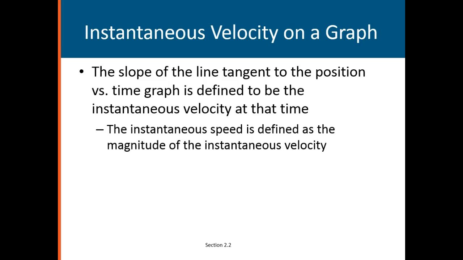Okay, so the instantaneous velocity on a graph, this is what I was already saying, the slope of the line tangent to the position versus the time graph is defined as the instantaneous velocity at that particular moment of time. The instantaneous speed is defined as the magnitude of the instantaneous velocity. So to talk about instantaneous speed, that's what your speedometer is telling you. Well, speed doesn't have a direction, but that's the magnitude of that instantaneous velocity right there.